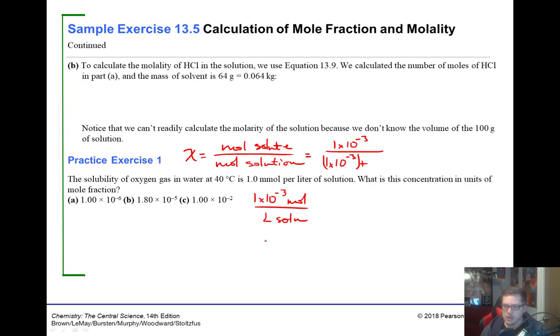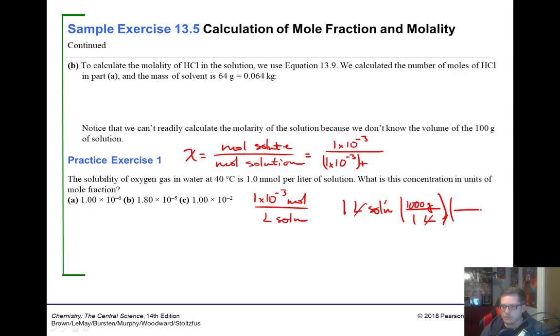Okay, so that means we had 1 liter of the solution. All right, and so we can convert this to moles by using the density of water, right? So we know that the density of water is 1 gram per milliliter. So in liters, it would be 1,000 grams for every 1 liter, right? So now our liters have canceled.